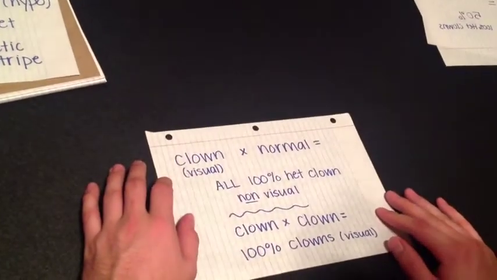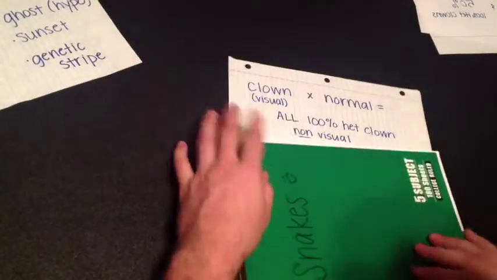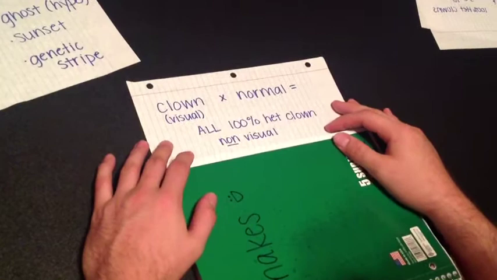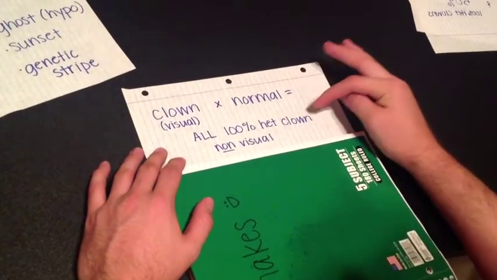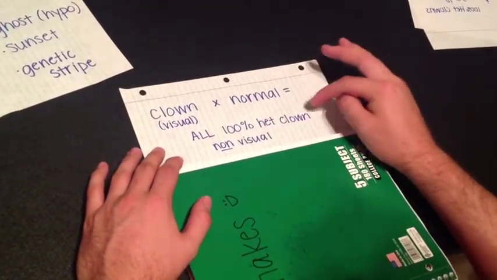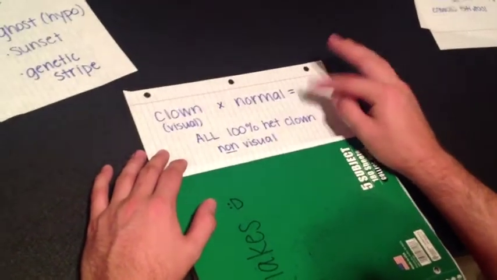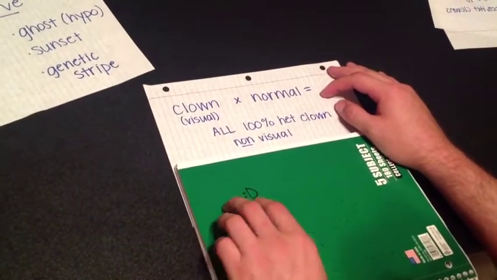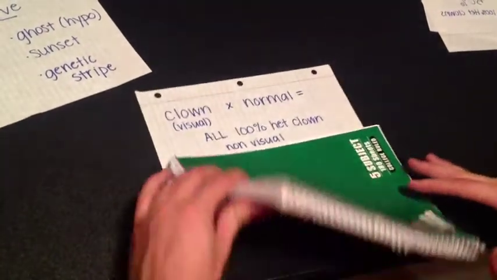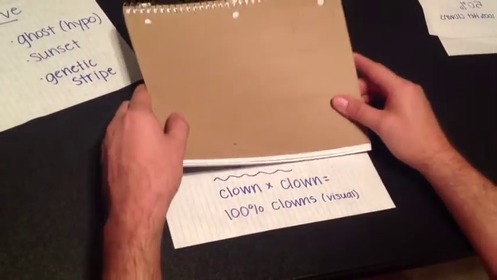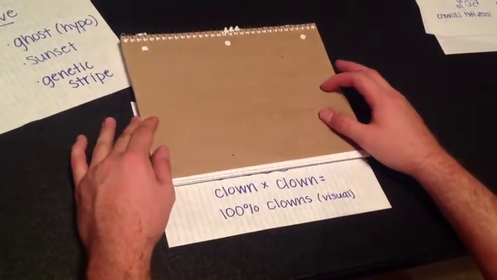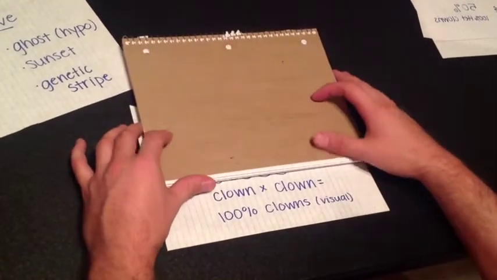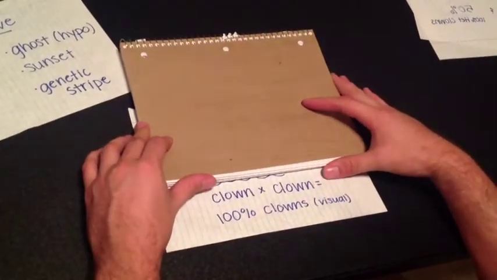So if we breed a visual clown to a normal, all of the babies are going to be 100% het clown. Not visual clowns, but they're going to look normal, but be 100% het for clown, meaning half of the allele structure will have the clown gene and half of it will have the normal gene. If you breed a clown to a clown, all the babies will be visual clowns. 100% of the babies will be visual clowns.